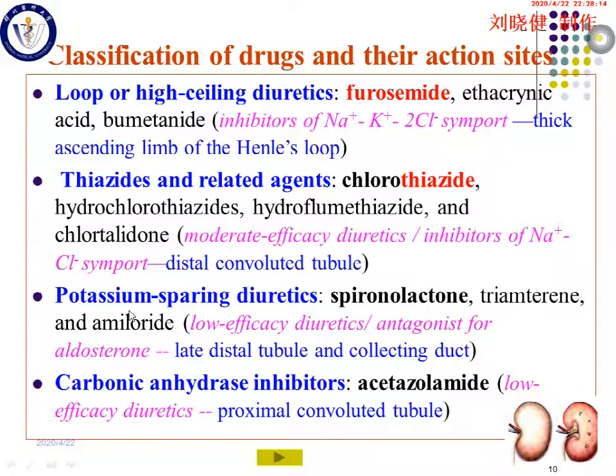Potassium-sparing diuretics include spironolactone, triamterene, and amiloride. They are low-efficacy diuretics. Spironolactone is an antagonist of aldosterone, and these agents act on the late distal tubule and collecting duct by different mechanisms. Carbonic anhydrase inhibitors act on the proximal convoluted tubule. Acetazolamide is one low-efficacy diuretic. Now look at them one by one in detail.